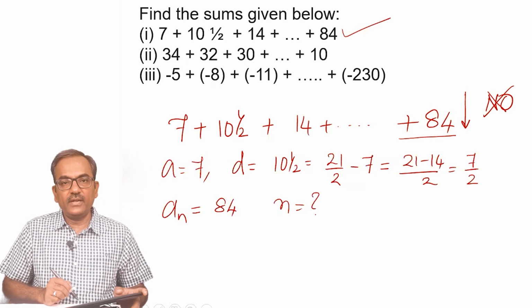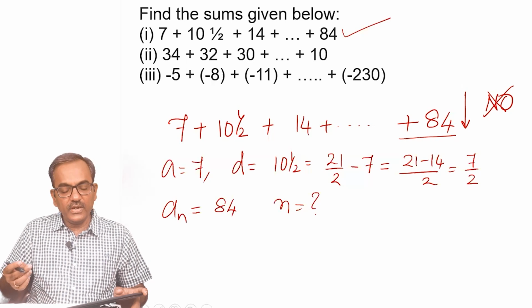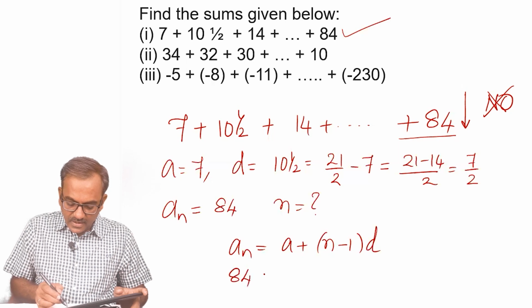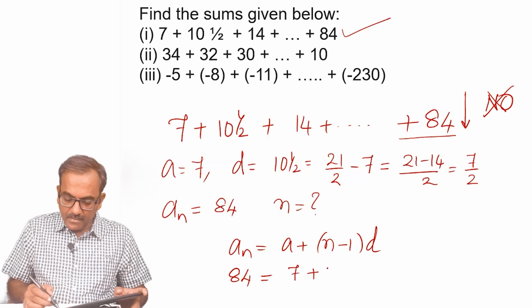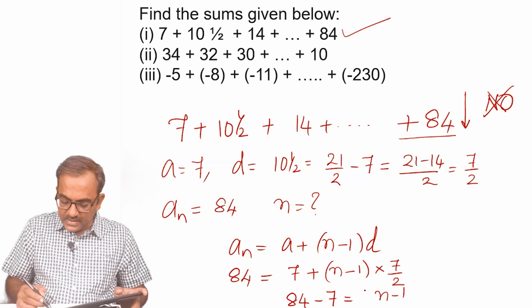How do you find the value of N? You have AN, A, D. Therefore, we need to use the AN formula. AN is equal to A plus N minus 1 times D. AN is 84, is equal to A which is 7, plus N minus 1 times 7 by 2. We have 84 minus 7 is equal to 7 times N minus 1 by 2.